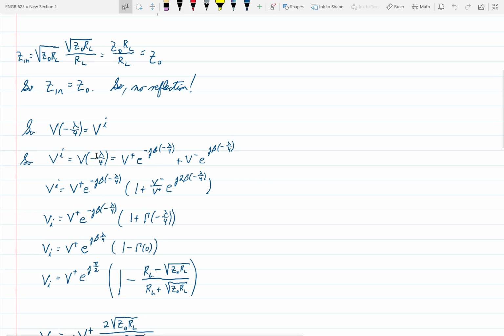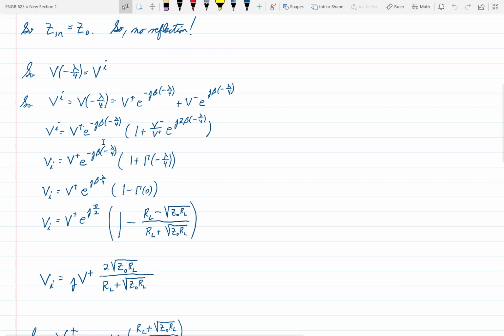So VI is equal to V of negative lambda over 4, which is V plus times e to the minus j beta times negative lambda over 4 plus V minus e to the positive j beta times minus lambda over 4. And then as usual, we can factor out the V plus e to the minus j beta z, and then we're left with 1 plus V minus over V plus e to the j2 beta z, which of course is 1 plus gamma of z. And so when we evaluate this at z equals minus lambda over 4, we get VI on the left-hand side. So that's where this equation comes from.